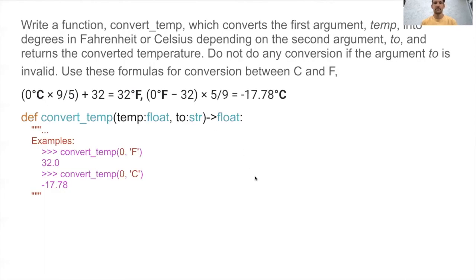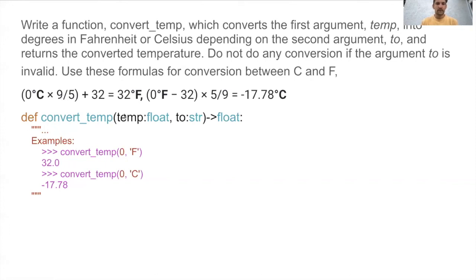Finally, this is an example to think through for class, then we can go over it together on Monday. So write a function, convert temp, which converts the first argument temp into degrees in Fahrenheit or Celsius, depending on the second argument, and returns the converted temperature. Do not do any conversion if the second argument is invalid. Use these formulas for conversions between Celsius and Fahrenheit. So here's your standard: times 9/5 plus 32, or minus 32 and times 5/9.